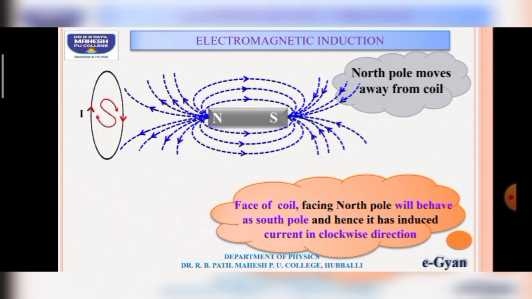Symbolically it is shown by this, so that you can remember how the current is induced when the north pole is moved towards the coil or away from the coil. If you replace polarities, that is, if you move the south pole instead of the north pole, then the two cases will be opposite.